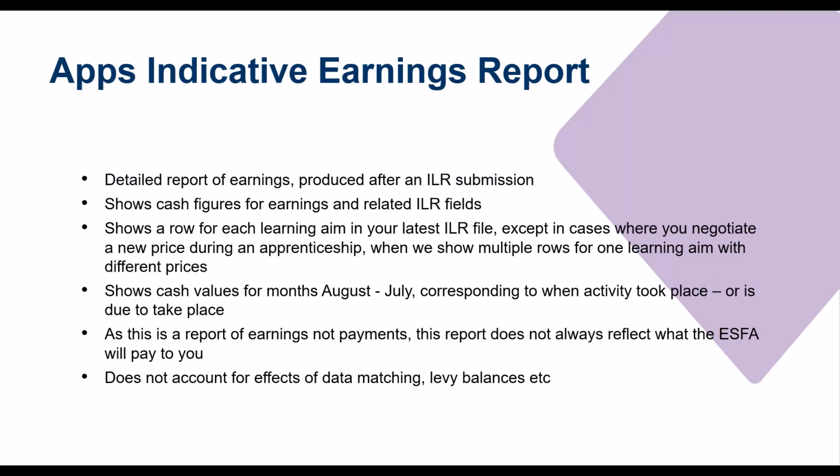It shows a row for each learning aim in your latest ILR file, except in cases where you negotiate a new price during an apprenticeship, for example, a change of employer, where we would show multiple rows for one learning aim with different prices. It shows cash values for the months August through to July, corresponding to when activity took place, because it's related to when you earned the money, or is due to take place, because when you submit an ILR, it forecasts for the whole year, all 12 months based on that ILR submission.